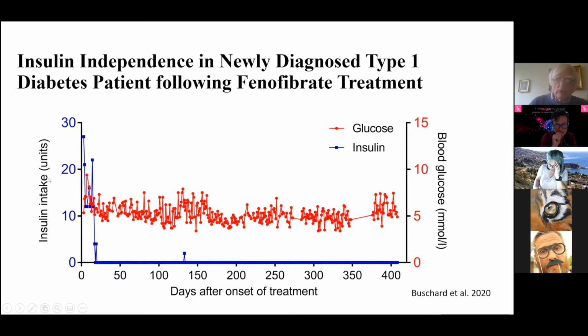So high blood glucose, a bit of ketonuria, and she was antibody positive for GAD antibodies and IA2 antibodies. So classically, a classical type 1 diabetes. And then within a week after she was diagnosed, she started on fenofibrate.